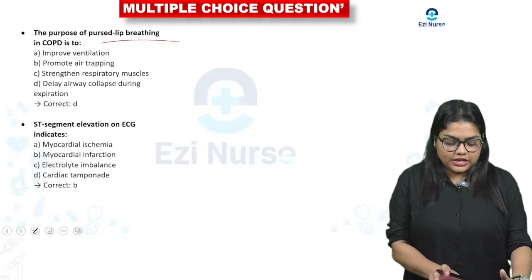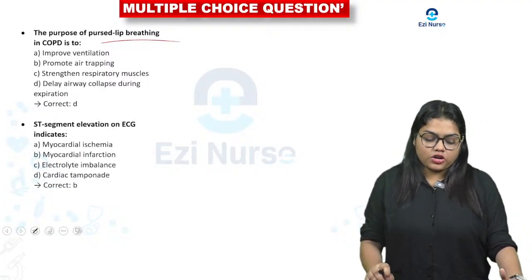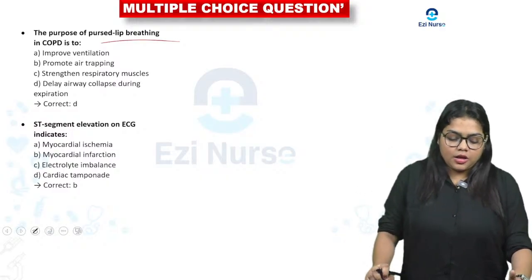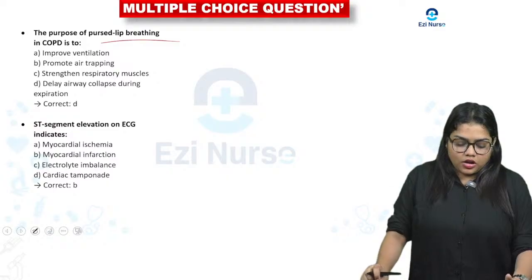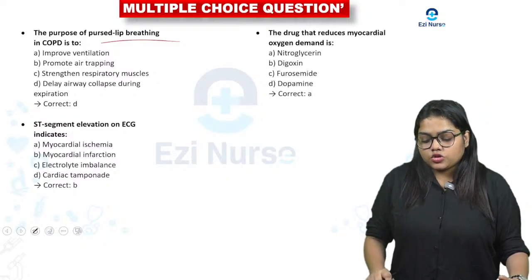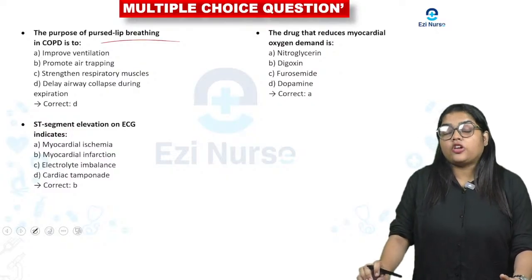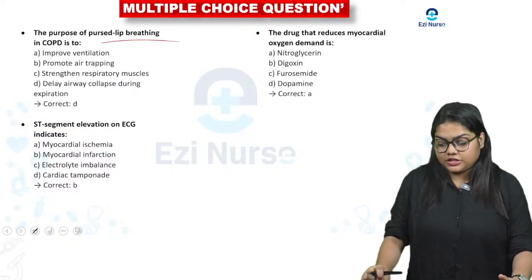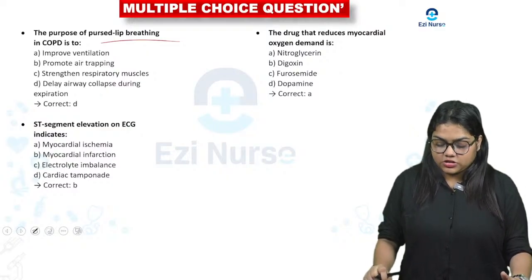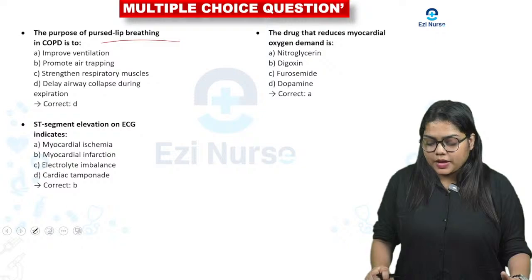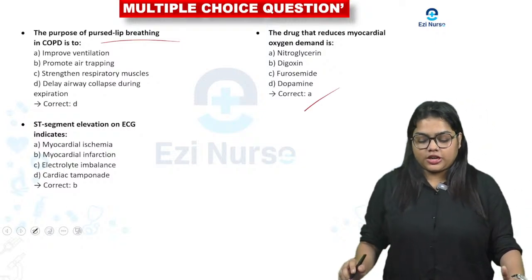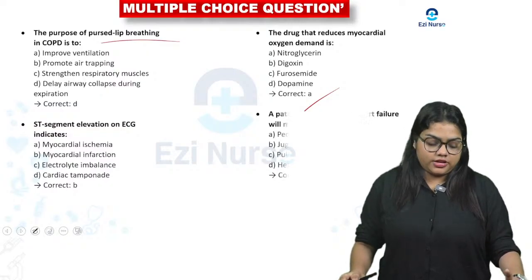The next question is, ST segment elevation on ECG indicates what? The answer is option B, myocardial infarction. Which drug reduces myocardial oxygen demand? Option A, nitroglycerin; option B, digoxin; option C, furosemide; and option D, dopamine. The correct answer is option A, nitroglycerin.